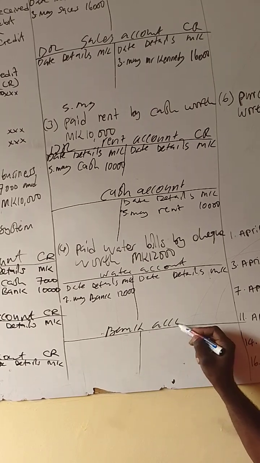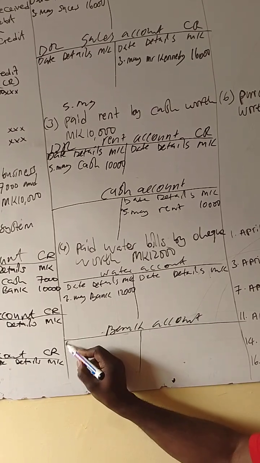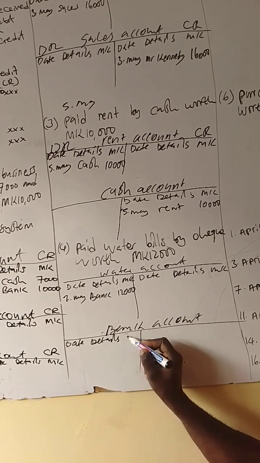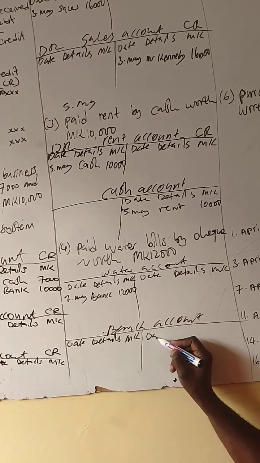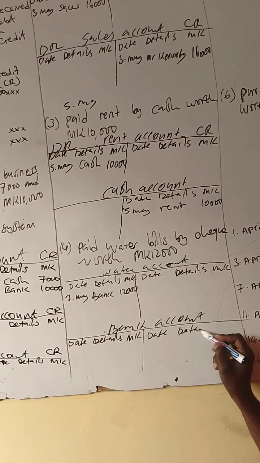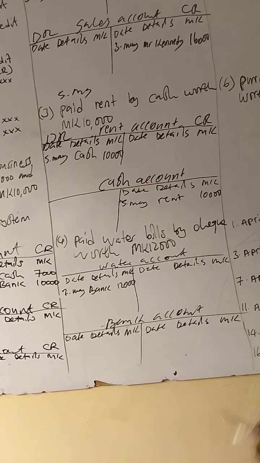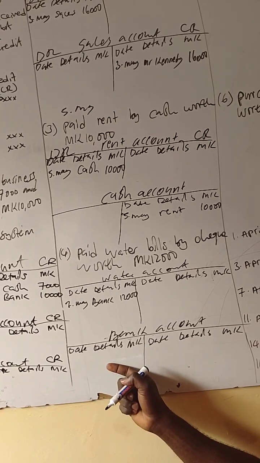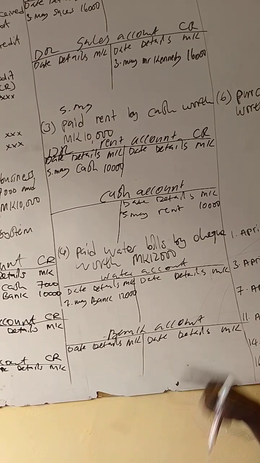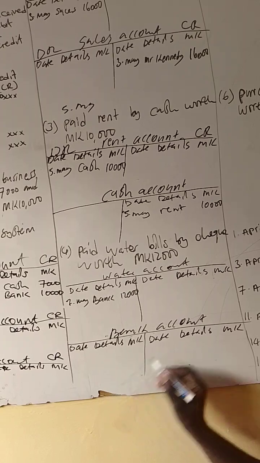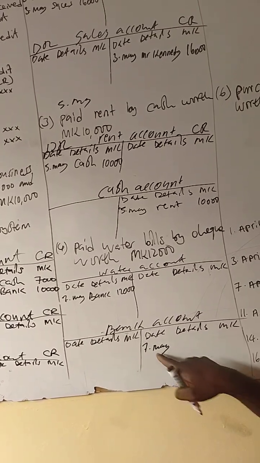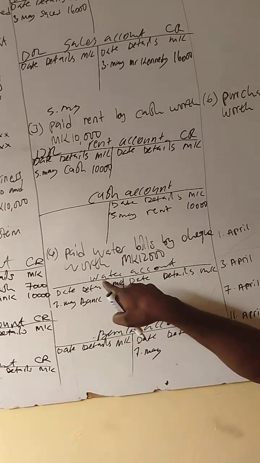Bank account. On this bank account we have date, details, and money. Then this is date, details, and money. On the bank account, are we going to debit it as well? No. Why? Because the bank has given out. On which date? On 7 May. So on 7 May, the bank has taken money to water.